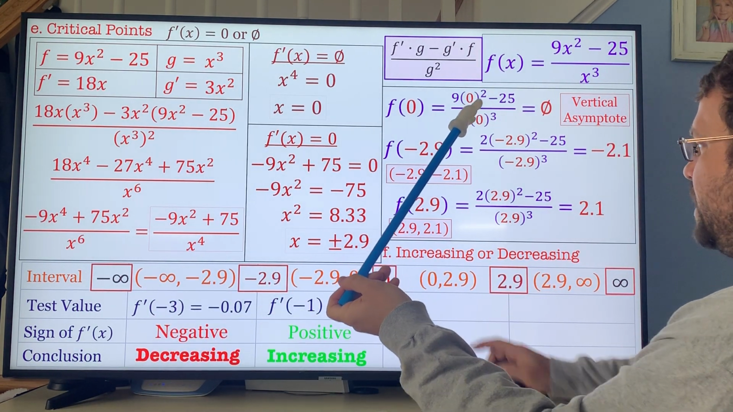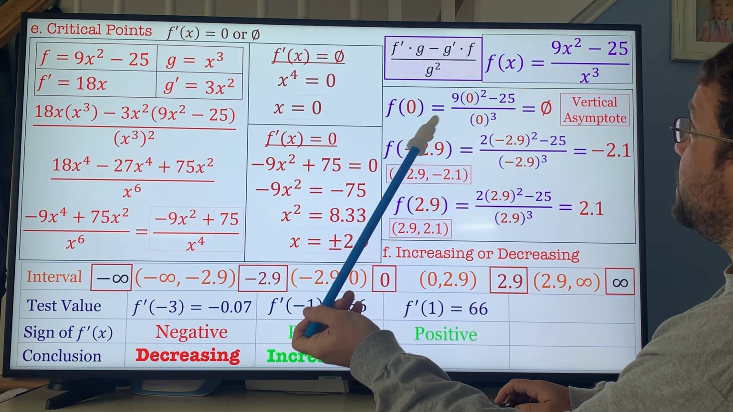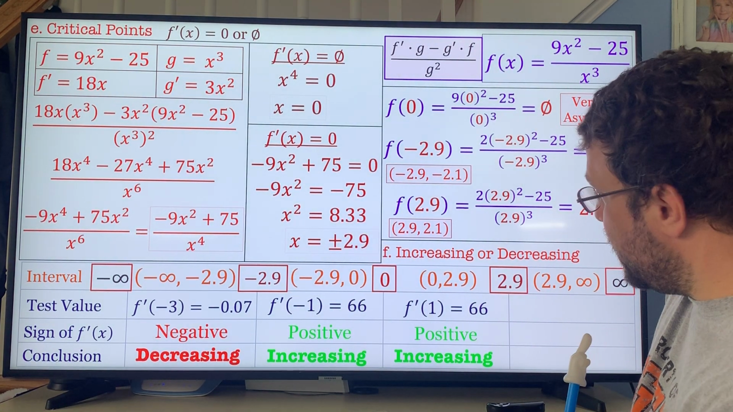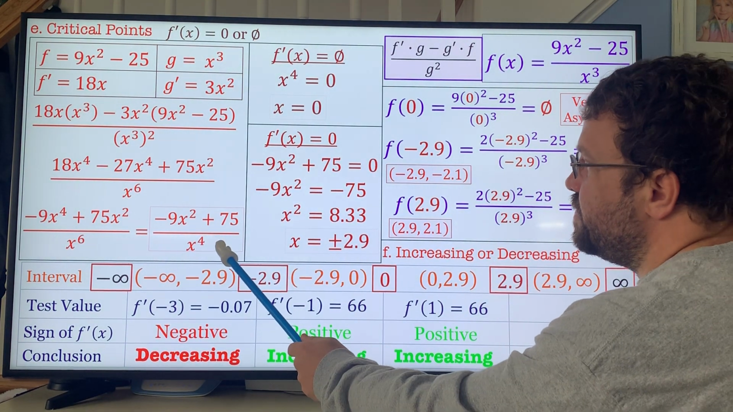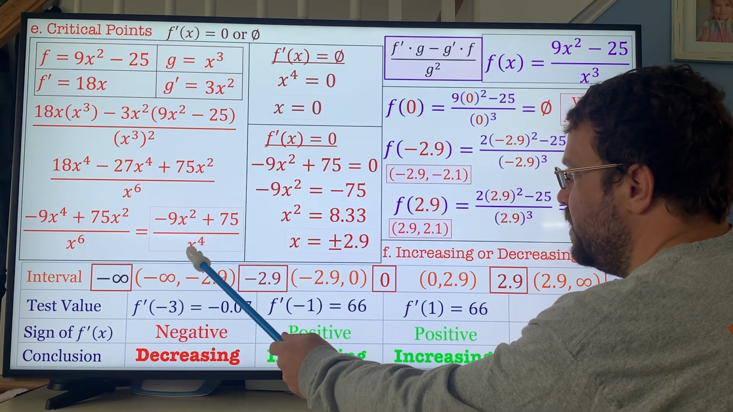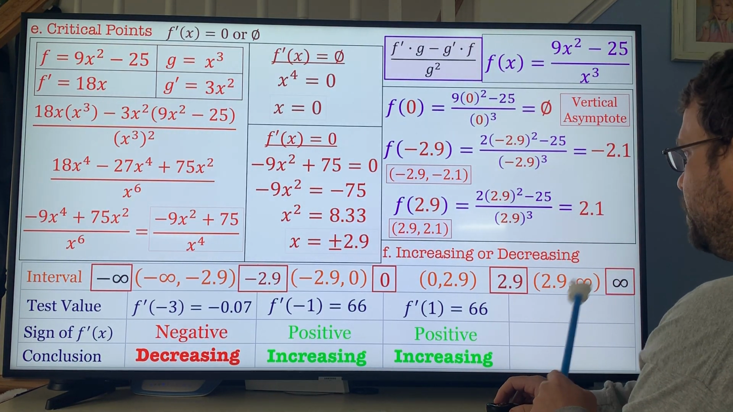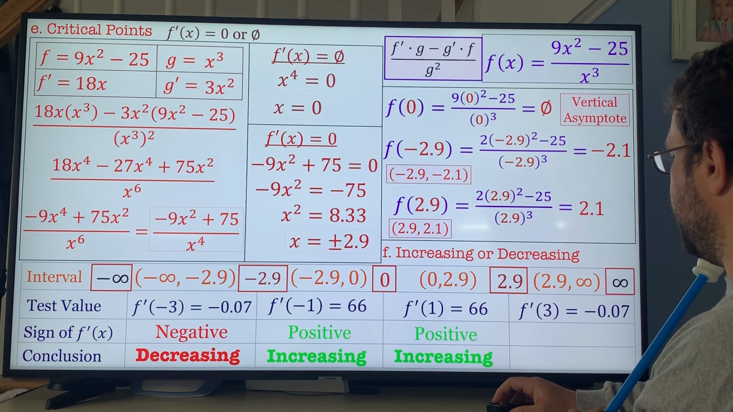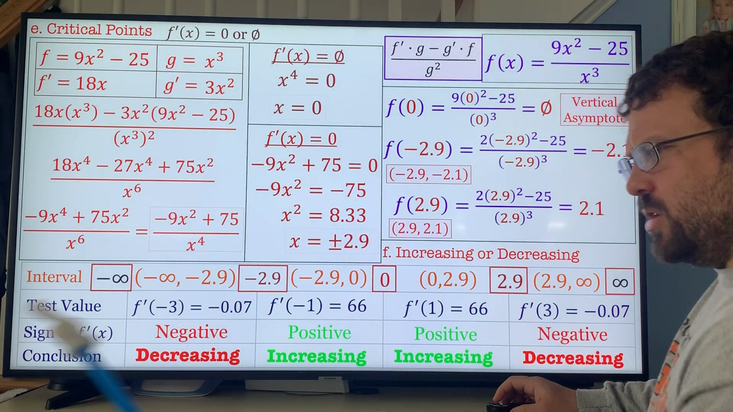Positive increases. I bet this is going to be a negative. 1. No. It's still increasing. Look at that. See? You can't guess. Because when I plug 1 into this equation, I get 75 minus 9 over 1. All right? Here, take 3, plug 3 in, and you get negative 0.07, which is negative, which is decreasing.